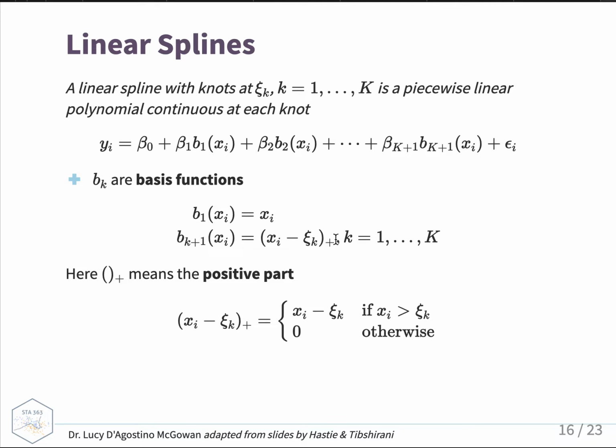And here, this plus means the positive part. So x_i minus the knot with a little plus sign is going to be equal to x_i minus the knot if x_i is greater than where the knot is, and it'll be 0 otherwise. So that's basically the construction for how you would fit one of these spline models.